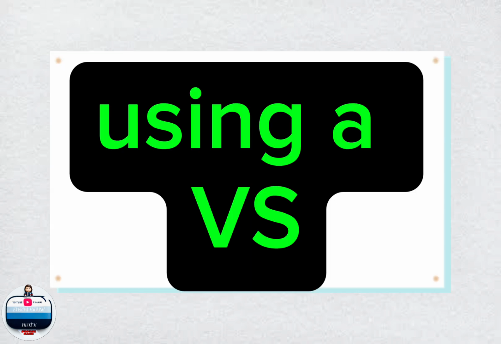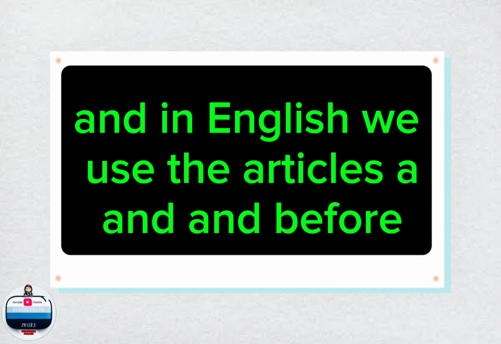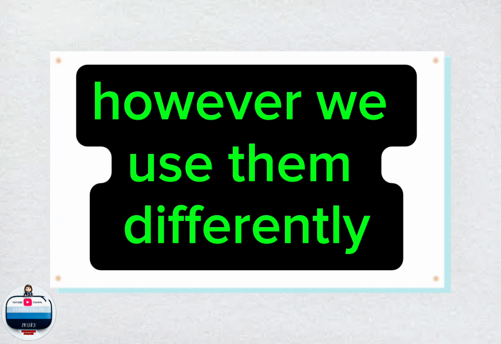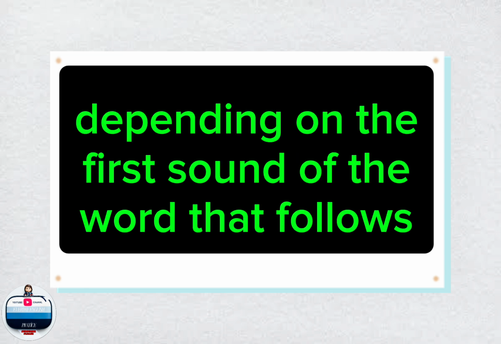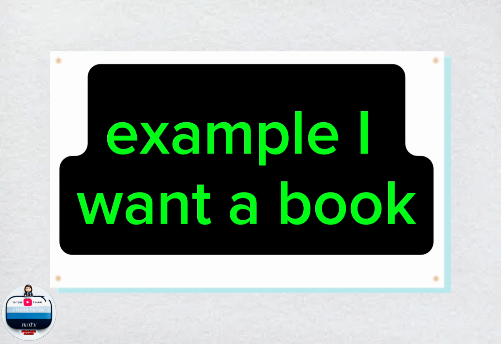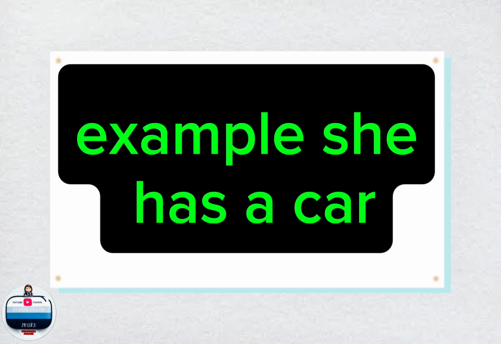Using a versus an. In English, we use the articles a and an before singular nouns. However, we use them differently depending on the first sound of the word that follows. Use a before words that start with a consonant sound. Example: I want a book. Example: She has a car.